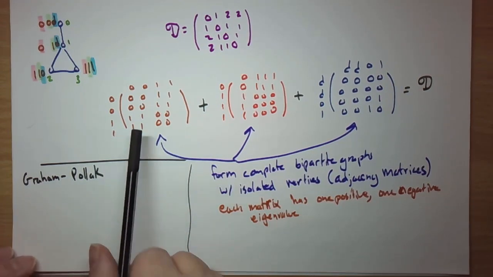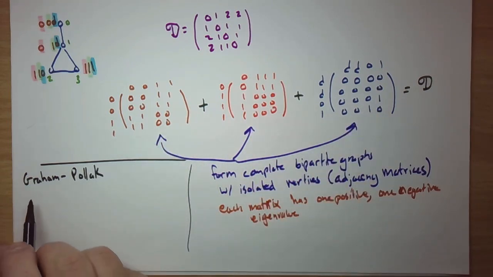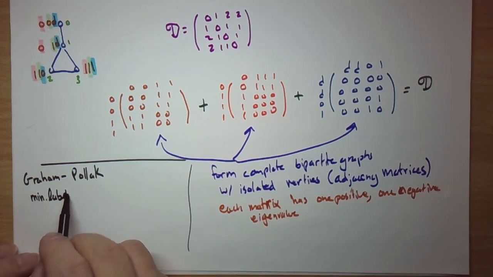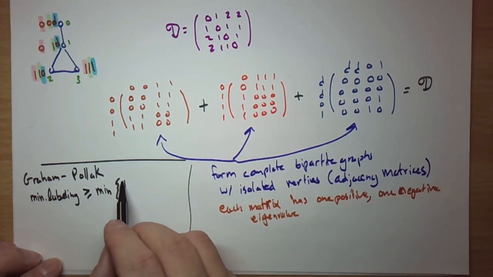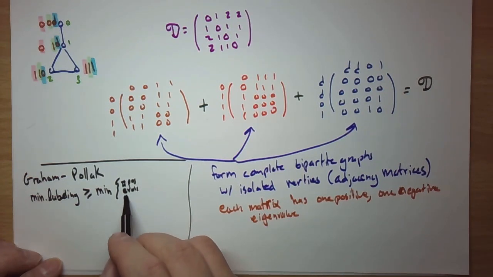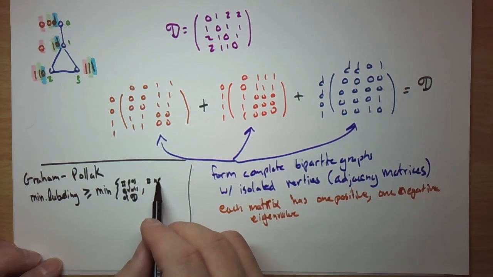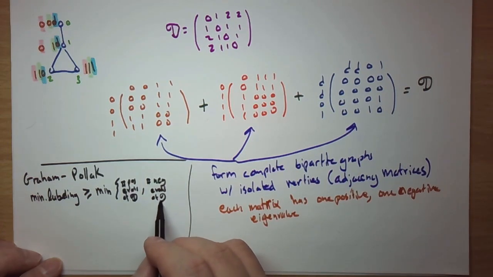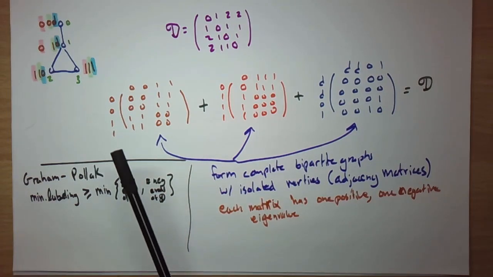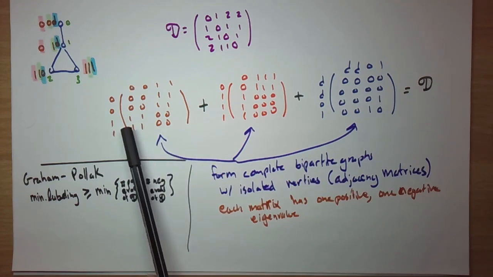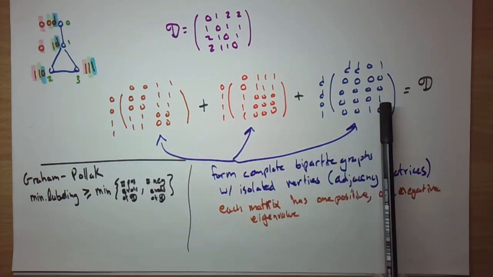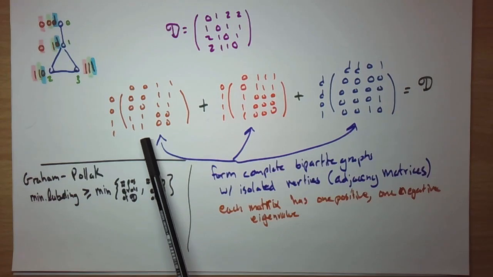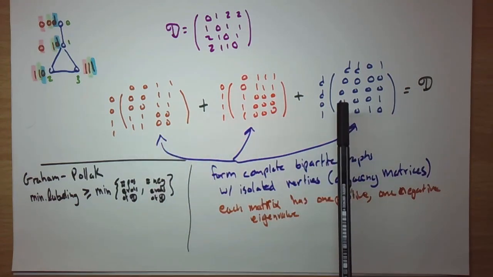So the Graham-Pollock theorem builds off of this idea of this decomposition, and it says the minimum size of a labeling is greater than or equal to the min of the number of positive eigenvalues of D and the number of negative eigenvalues of D. What's happening is the size of the minimal labeling is the minimal way you can rewrite your distance matrix as a sum of these 0, 1 matrices, each one being the adjacency matrix of a complete bipartite graph, possibly with isolated vertices.